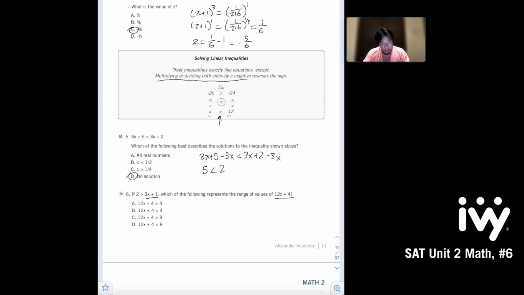So let's go ahead and take this expression right here and multiply it by 4. So we have 2 times 4 is greater than 4 times 3x plus 1. So now simplifying, we have 8 is greater than 12x plus 4. So now we see 12x plus 4 is the same as above here, and we see that it has to be less than 8. So we see D is the correct answer.